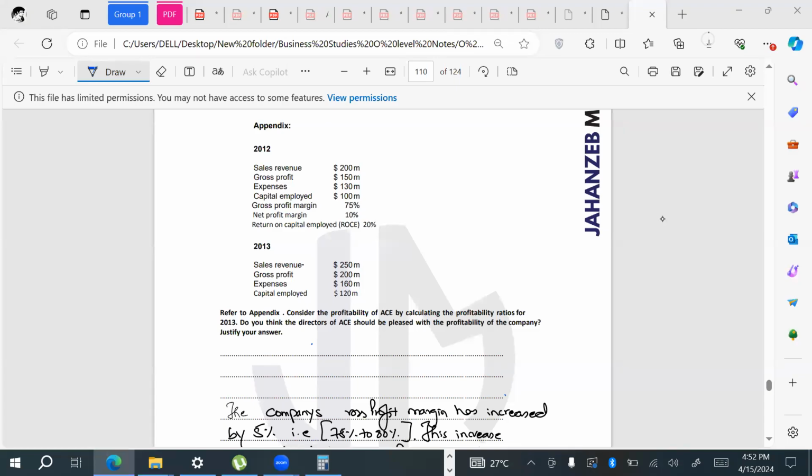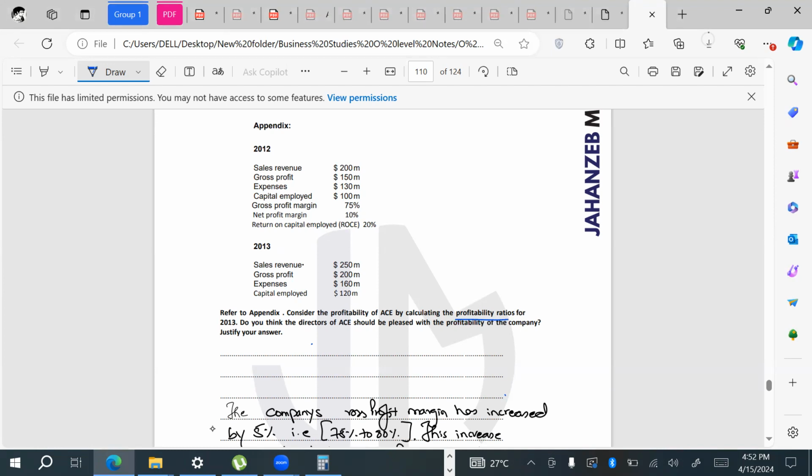Okay, now what happens is that when you are doing ratio analysis, basically you are given 2 years, right? And in these 2 years, you actually need to make a comparison of what has happened, right? Like now this says refer to appendix, consider the profitability of ACE by calculating the profitability ratios for 2013. Do you think the directors of ACE should be pleased with the profitability of the company? Justify your answer.